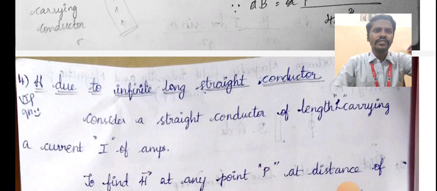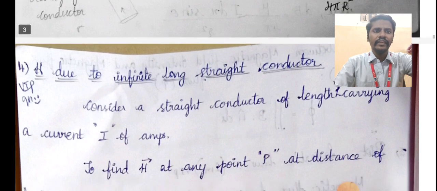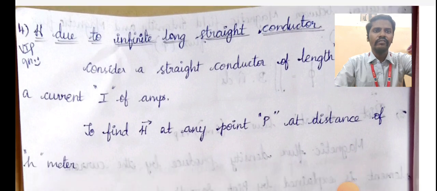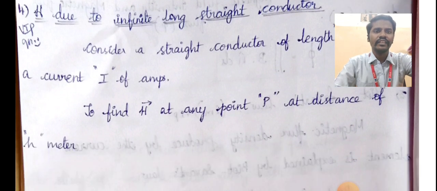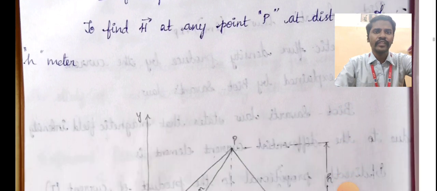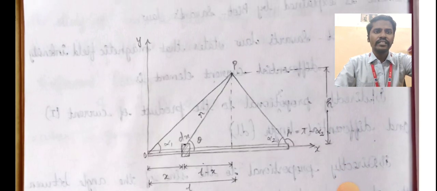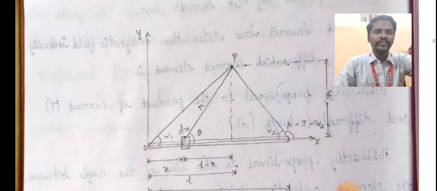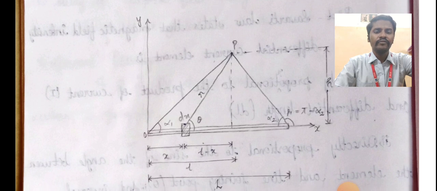Now consider a straight conductor of length L carrying a current I. Our aim is to find the value of magnetic field intensity at any point at a distance h. This is the diagram. We are considering the xy plane. The differential current element is placed on the wire, and the point P is fixed at a distance h. The length of the wire is L, from the initial point to the point P the length is small l, and from the initial point to the differential current element the distance is x. So we can calculate L minus x.